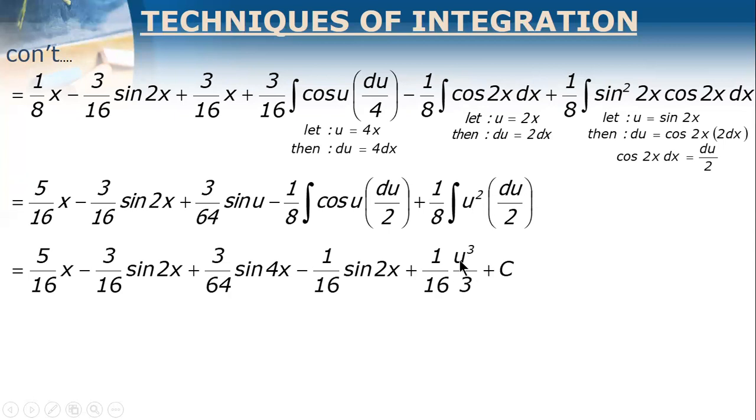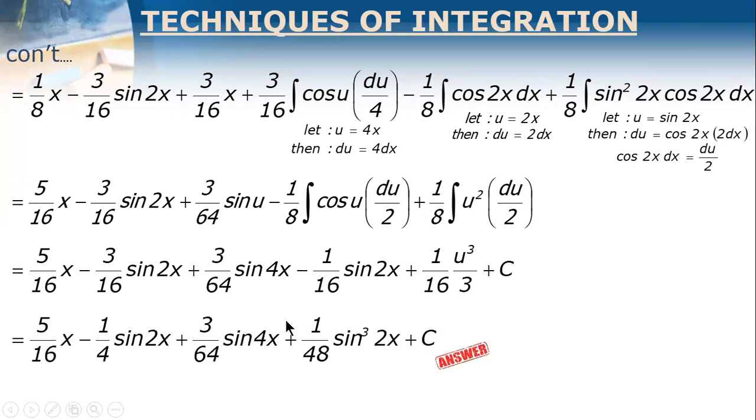Power rule, you have u cubed over 3. Our u for this term is sine 2x. The next step is this. Final answer, 5 over 16x minus 3 over 16 sine 2x minus 1 over 16 sine 2x can be combined. It's negative 4 over 16 or 1/4.